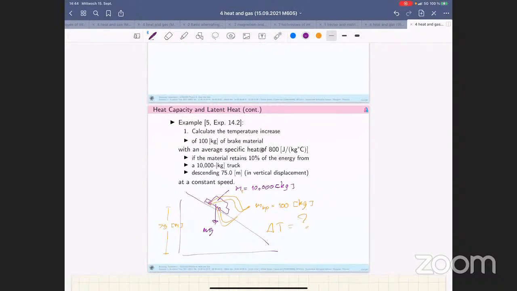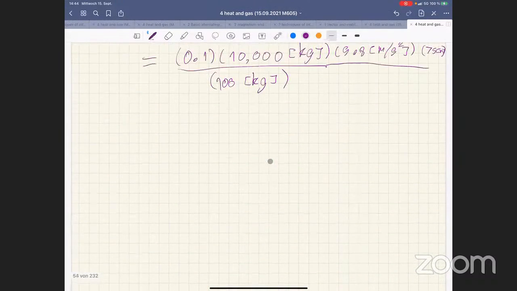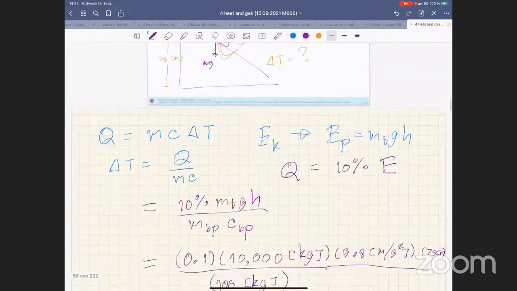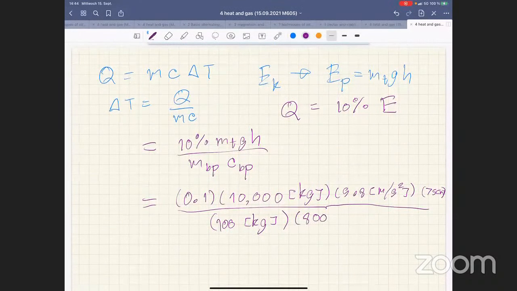And the specific heat of the brake pad is a compound material, so we could not find this value on any table. It depends on the company that produced these brake pads. So it's 800, and the unit is joule per kilogram and Kelvin. Right there, and we put it into the calculator.